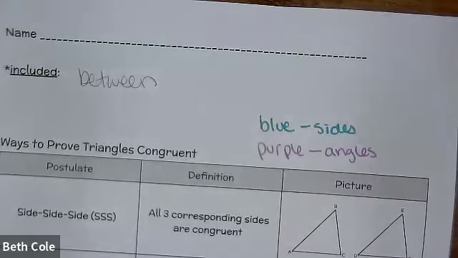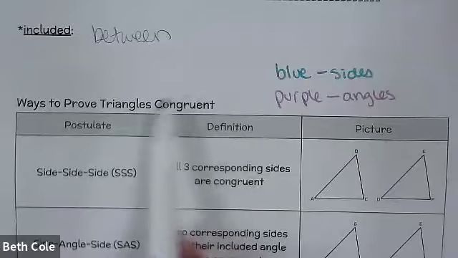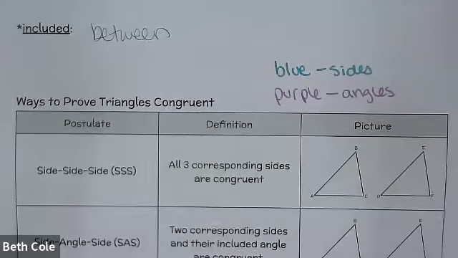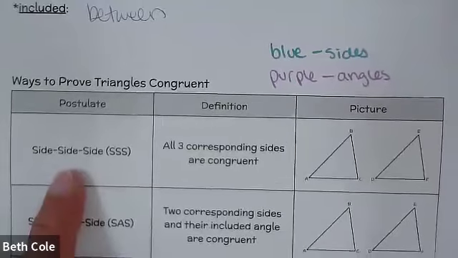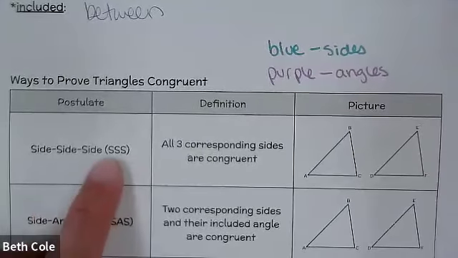Okay. So ways to prove that triangles are congruent. And again, what does congruent mean? The same. Same size, same shape. The first one is the easiest one. It's side, side, side. SSS.